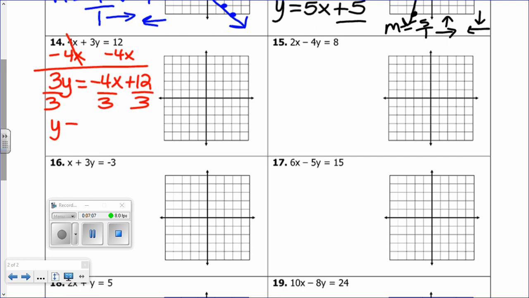So now we have y is equal to negative 4/3 x, because a negative over a positive makes a negative. And then 12 divided by 3 is a positive 4. So now our y-intercept is 4. So we're going to place a point at 4 on the y-axis. And then we have our slope of negative 4/3, which is telling me I need to go down 4, right 3.